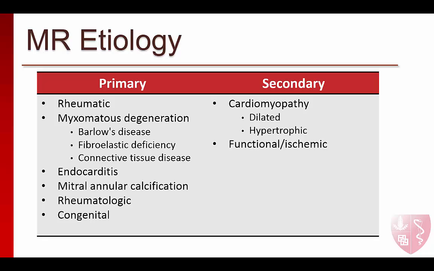Finally, left ventricular ischemia can cause secondary MR through mechanisms described earlier, as well as by a ruptured papillary muscle. The posterior medial papillary muscle is more susceptible to rupture due to its singular blood supply from the right coronary artery, compared to the anterolateral muscle, which has dual supply from both the LAD and circumflex arteries.